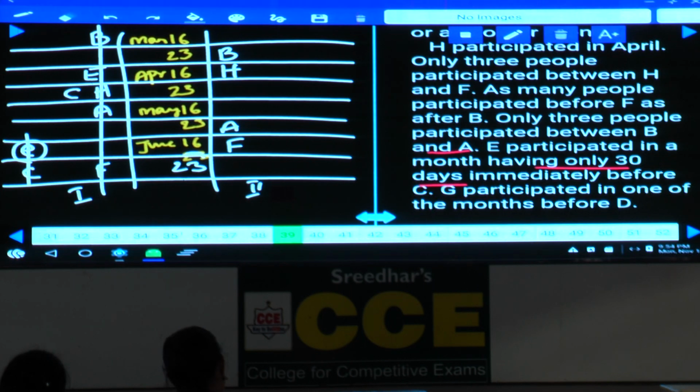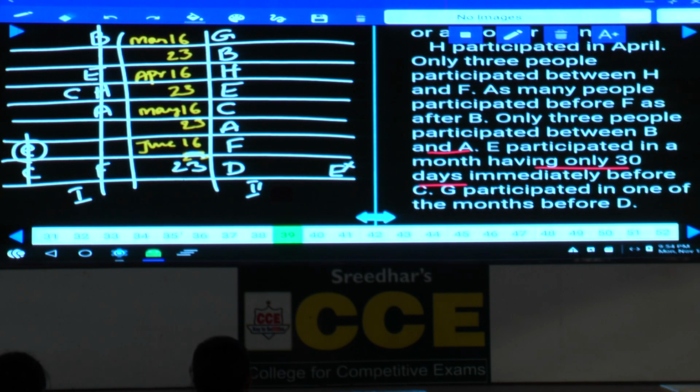Then coming to this one, E cannot be at this place because if E is on June 23rd, C must be after this one, which is not possible, and C cannot be here. As E cannot be here, E must be on 23rd April. If E is here, then C will be May 16. Then G participated in one of the months before D. G is on one of the months before D, G is on March 16, and D will be June 23rd.